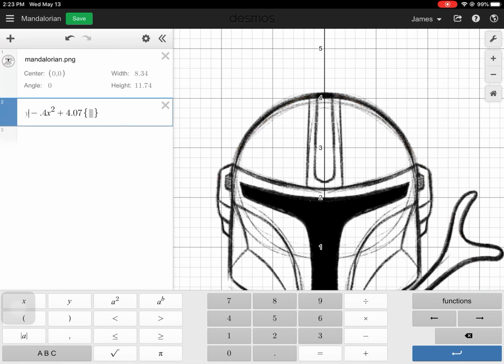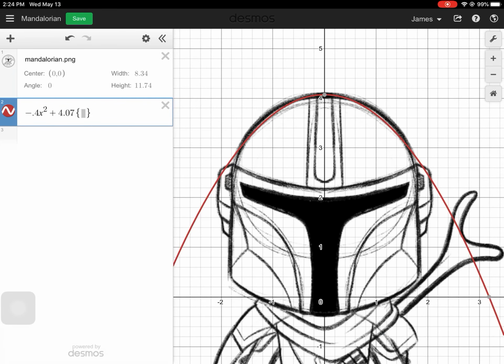In order to do that, I'm going to put y equals. It needs to have a y value, otherwise it won't accept it. Or I could just show you that. Why don't I just show you that real quick, in case you run into that issue.